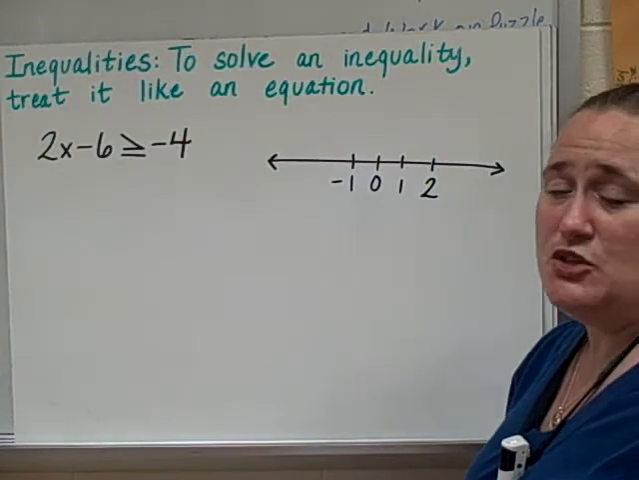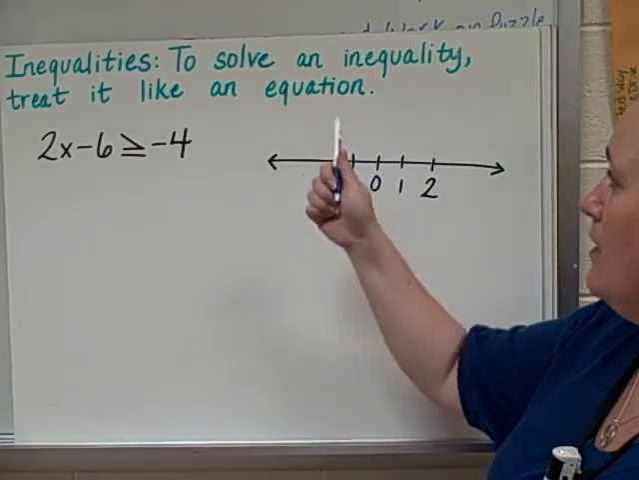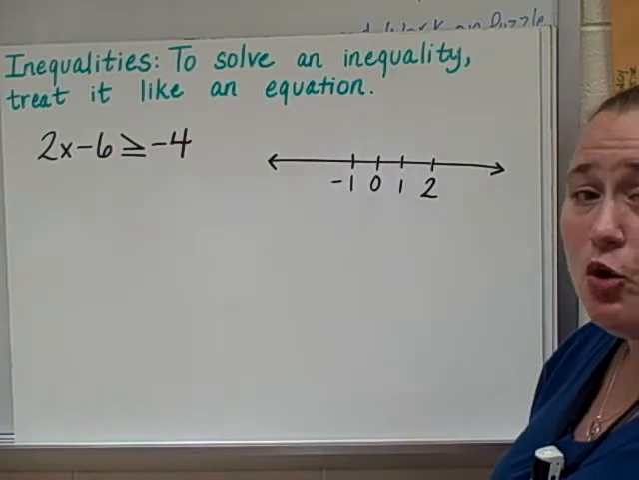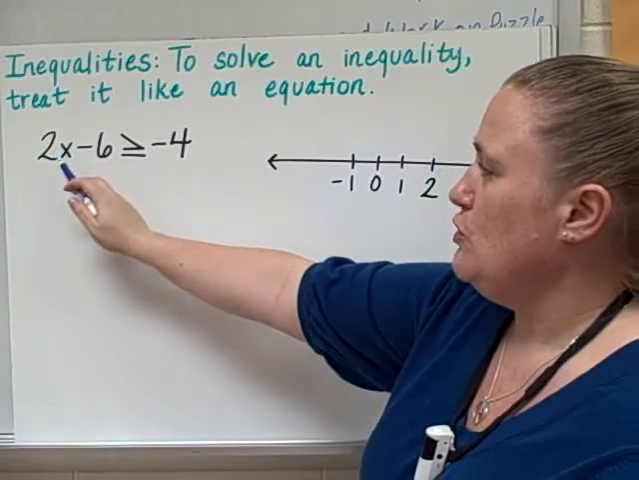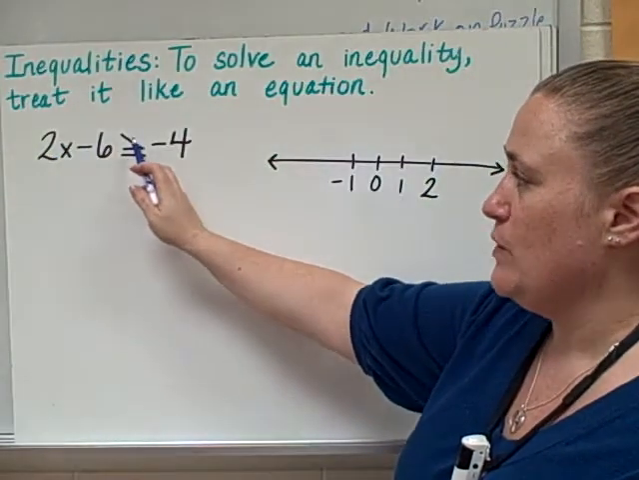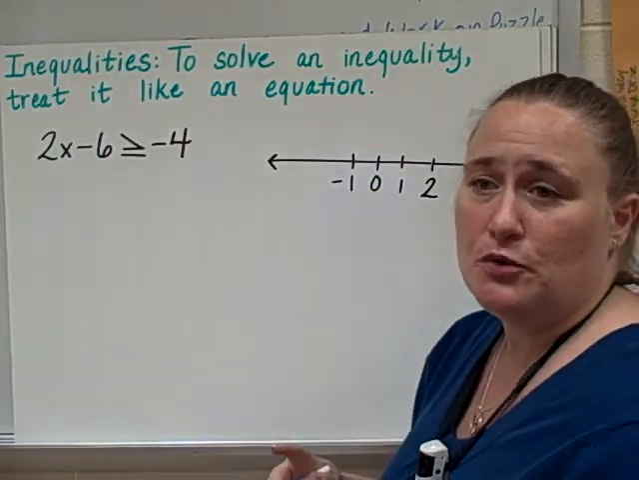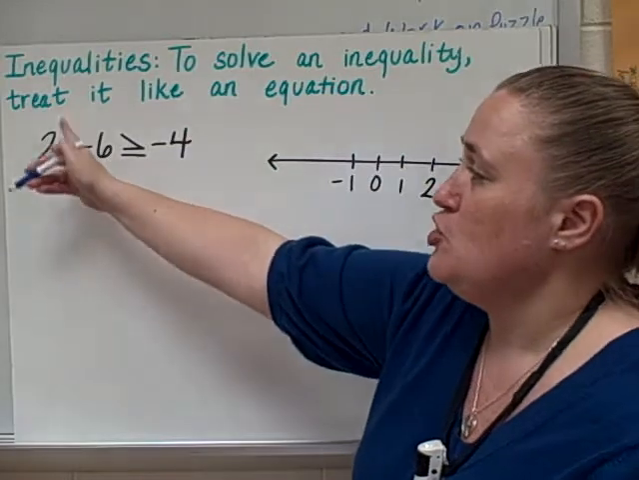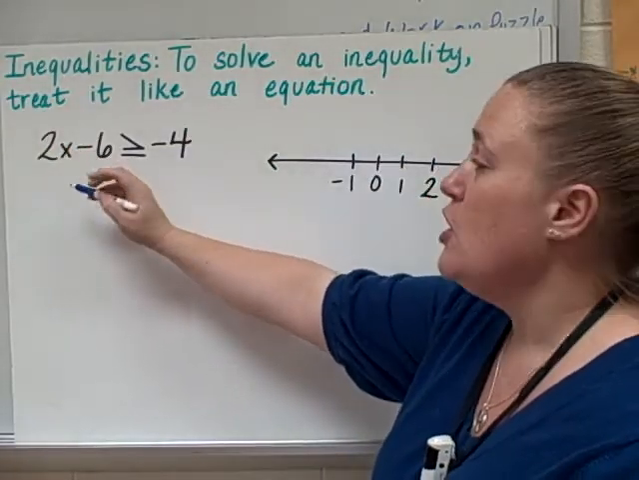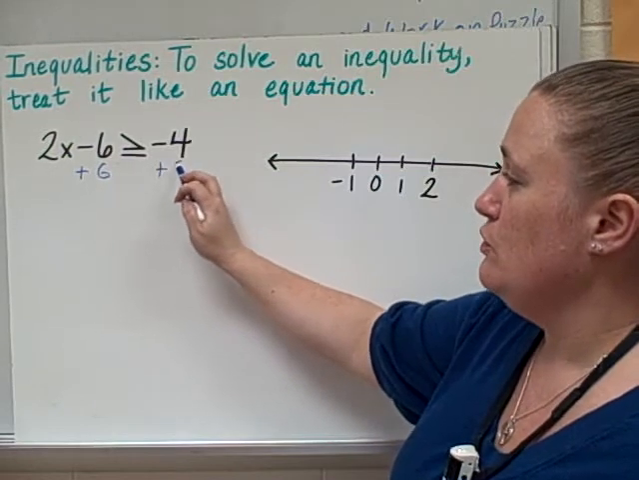So now we need to solve an inequality. When we solve an inequality, we treat it just like an equation. So let's look at this. 2x minus 6 is greater than or equal to negative 4. Well, if we're working backwards, the last thing we would do to solve this is subtract 6. So that's the first thing we're going to undo.